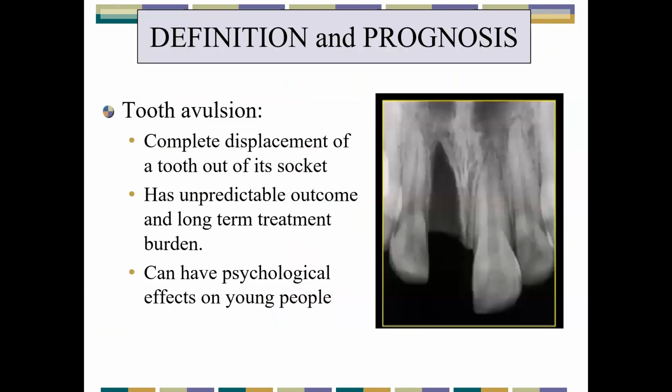To begin with, we are going to define what tooth avulsion is. It is the complete displacement of a tooth out of its socket. It has unpredictable outcome and long-term treatment burden. It can have a psychological effect, especially on young people, because as you can imagine, losing a tooth due to trauma when you are young, and if nothing is done, going through your adolescent, pre-puberty life without a tooth can really cause a lot of low self-esteem in a child.